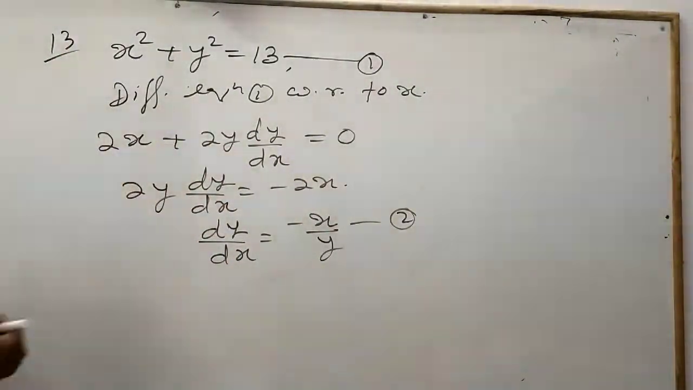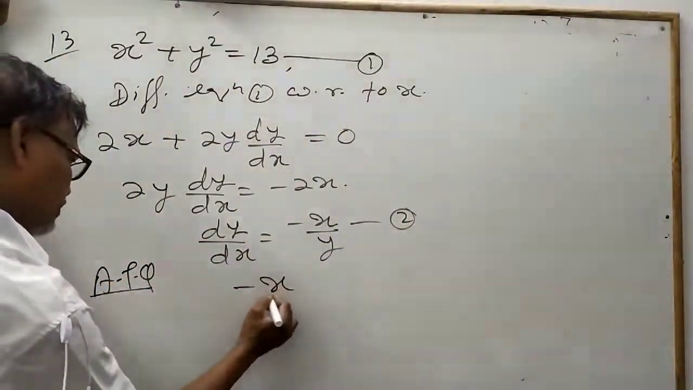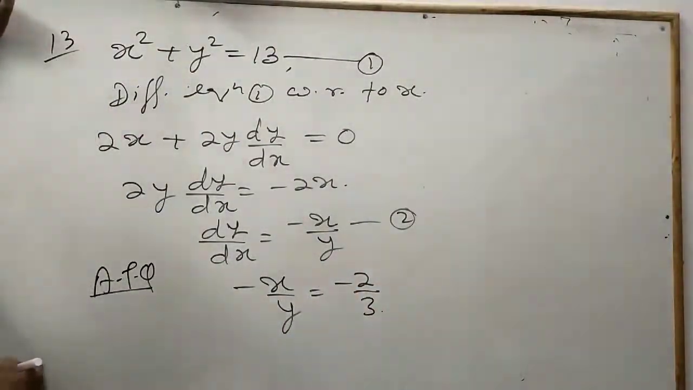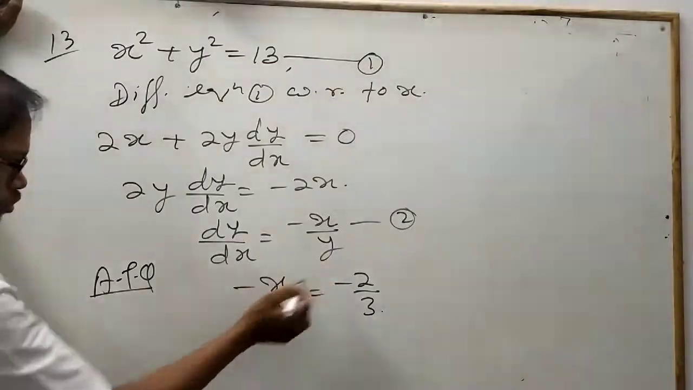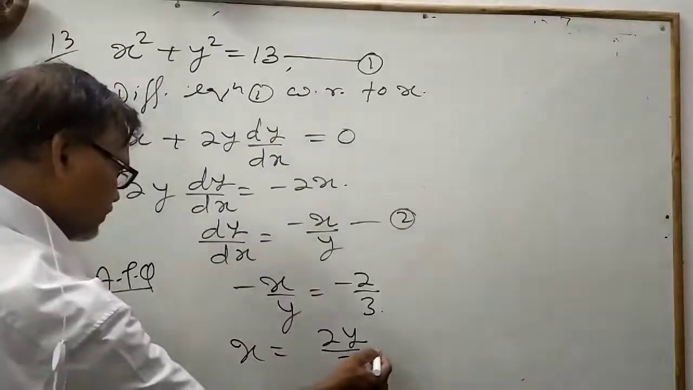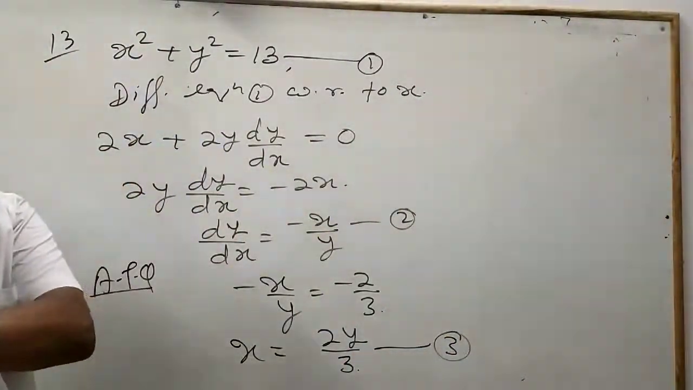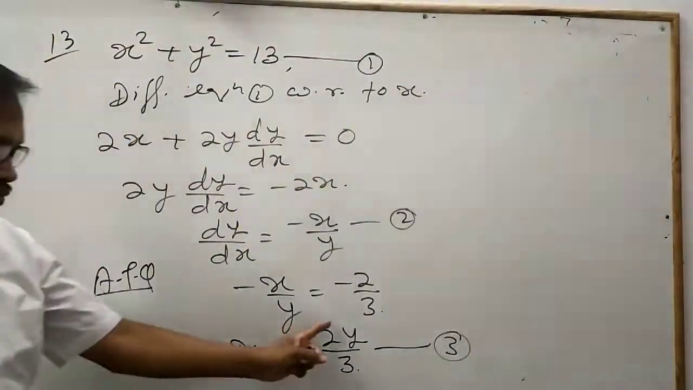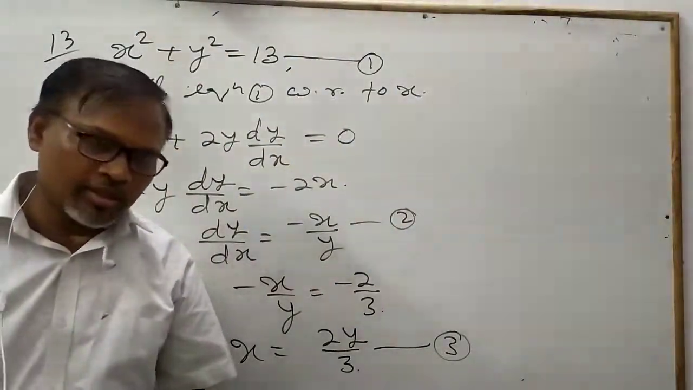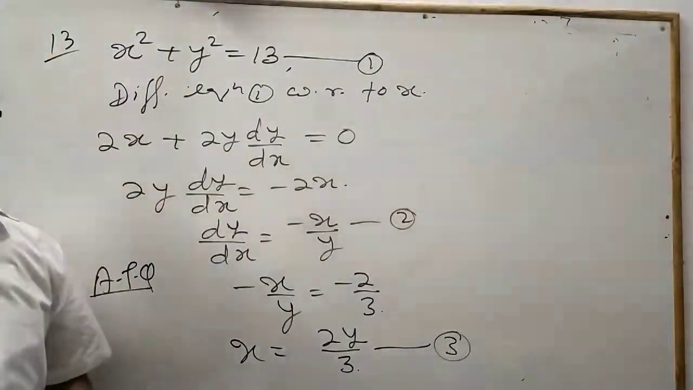So according to the question, minus x by y is equal to minus 2y. So 3x is equal to 2y you can say, or x is equal to 2y by 3. After getting x is equal to 2y by 3, how to find the point? Now that we have the value of x, you put it in equation number 1, you will get the value of y.